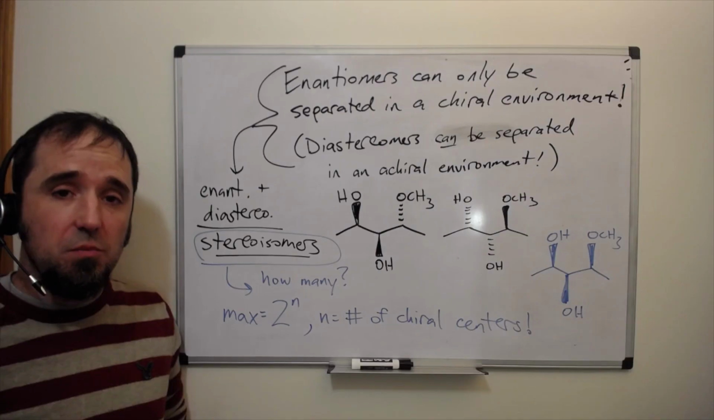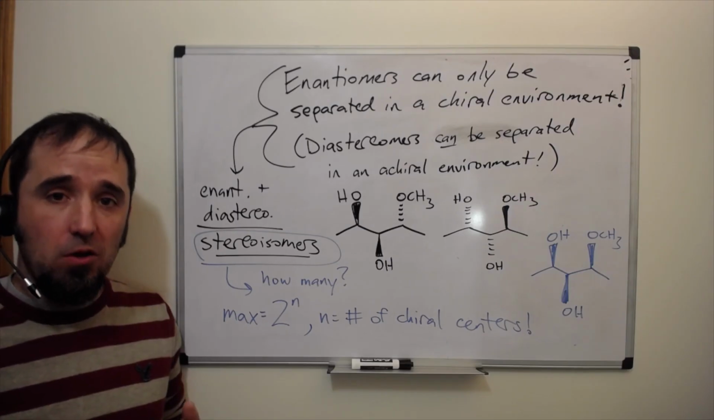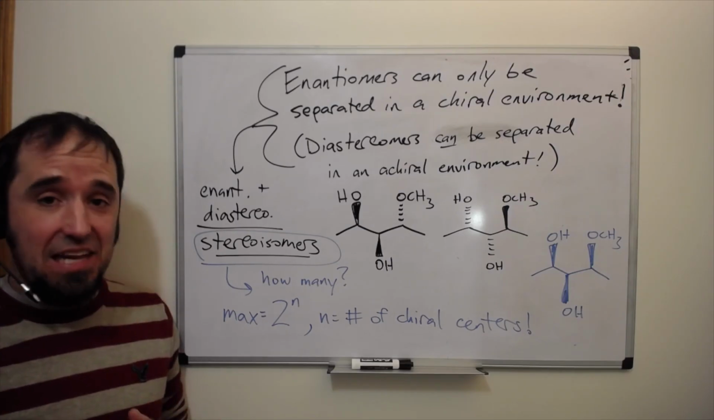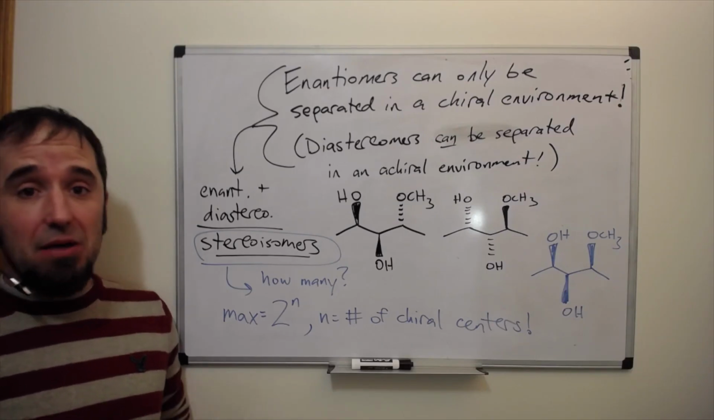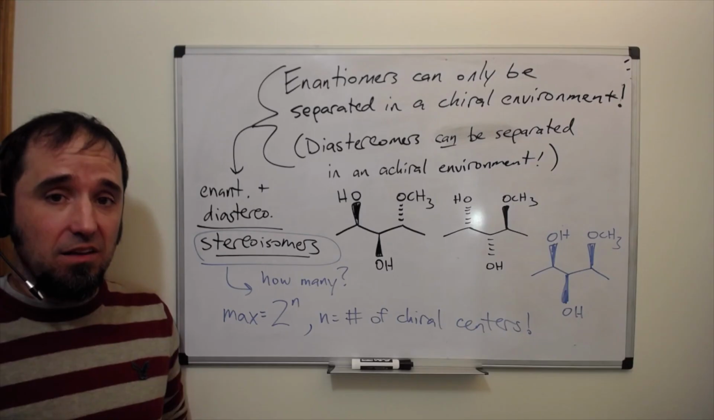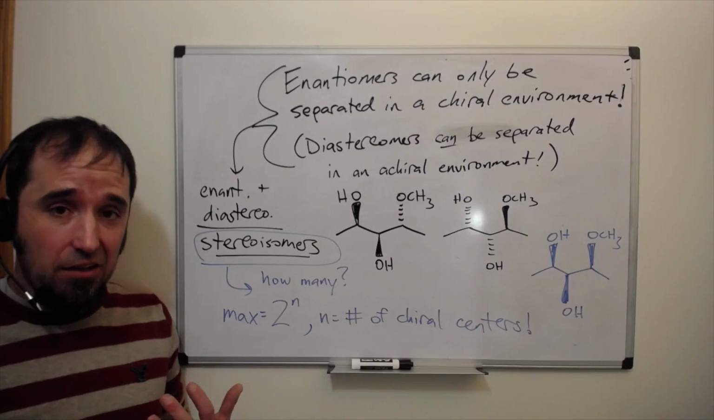Enantiomers can only be separated in a chiral environment, right? Remember that they have the same melting point, same boiling point, same intermolecular forces, same bond strength, same everything. And so the only way we can separate them is in a chiral environment. To go back to our hand and glove analogy, right?